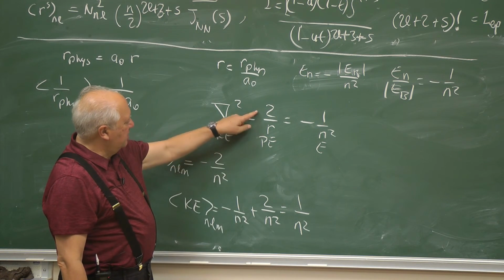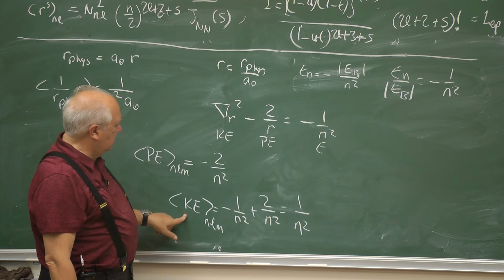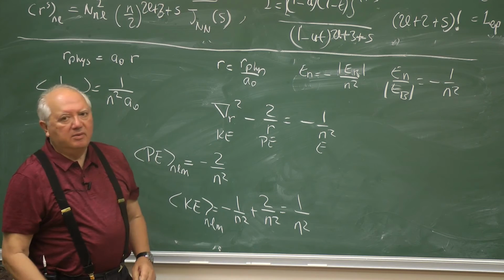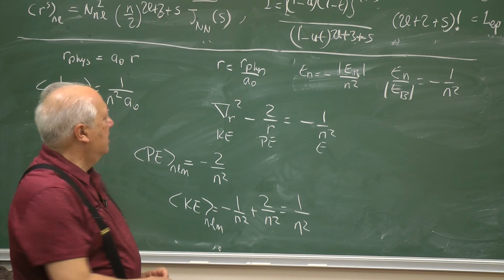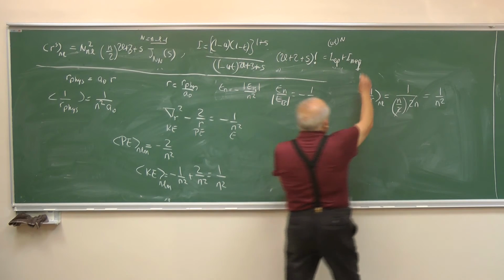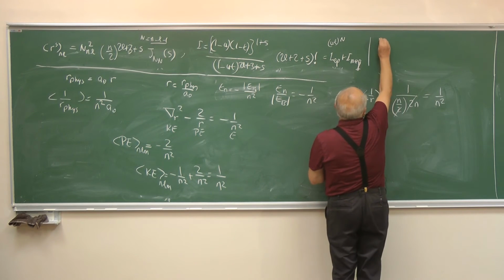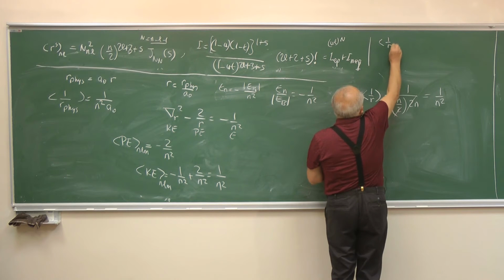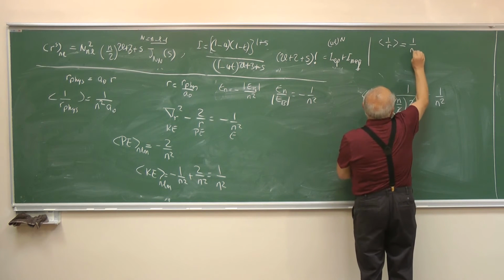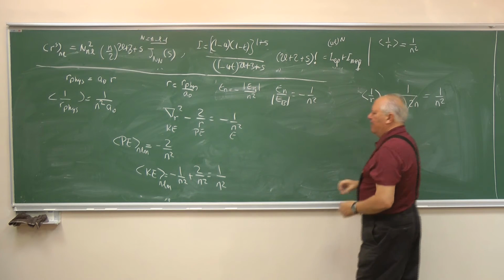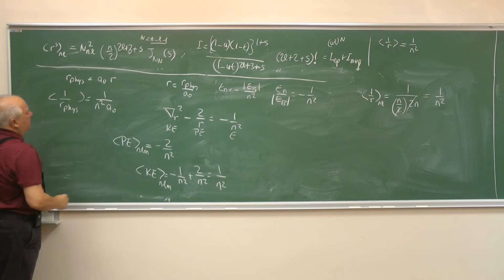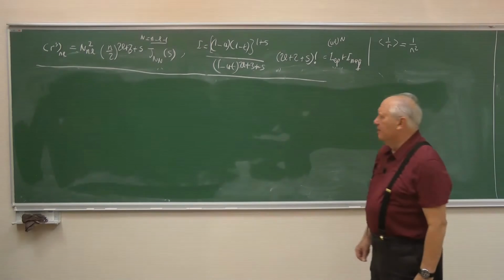Potential energy is minus 2 over n square. And the kinetic energy is 1 over n square. Okay, we are done with S equals minus 1. Let me just copy down this result here so that we have a list. 1 over r is 1 over n square. I am erasing it, and then next we will do 1 over r square. So I am erasing. All right.